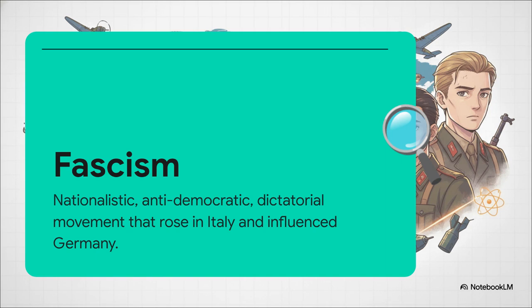It started taking root when Benito Mussolini's black shirts seized power in Italy back in 1922, and they set up this model of absolute top-down dictatorial control. Well, Adolf Hitler soon mirrored that exact approach in Germany. He totally capitalized on the massive economic devastation of the Great Depression and the really bitter resentments people still had over the Treaty of Versailles to transform Germany into a single-party Nazi dictatorship.